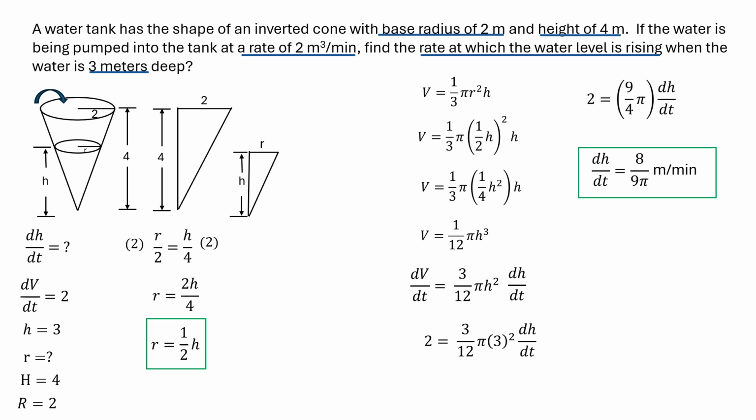So as you can see, it gives us the same answer, and this second way of solving is a lot simpler and shorter. So the final answer to the problem is, of course, 8 over 9 pi meters per minute. Thank you.